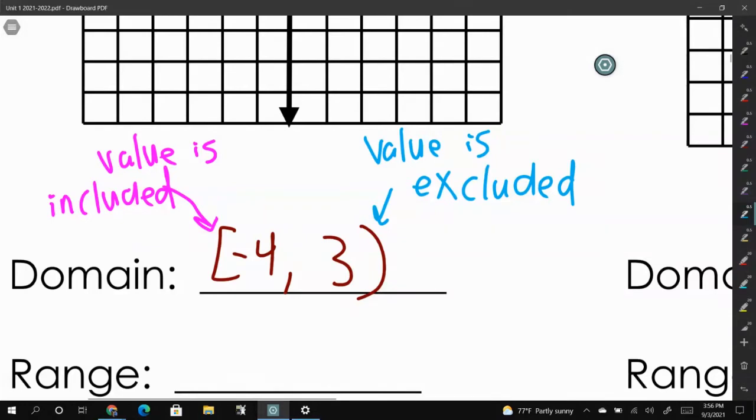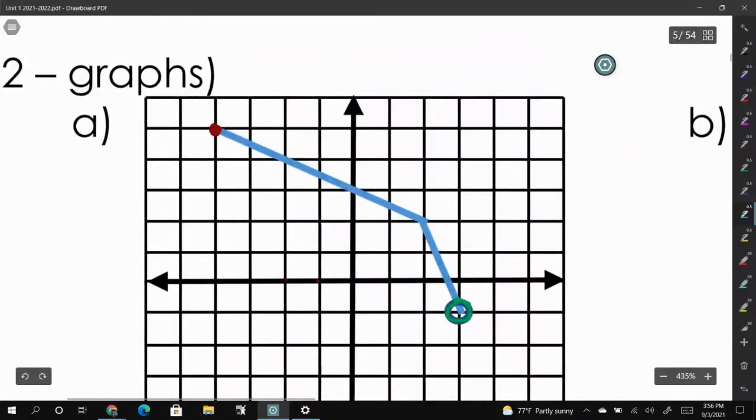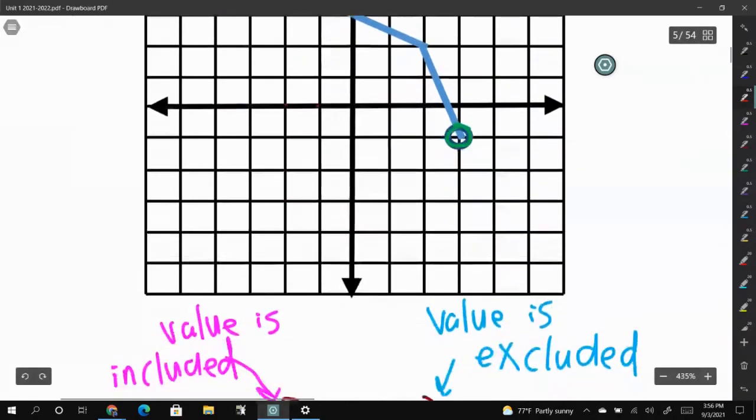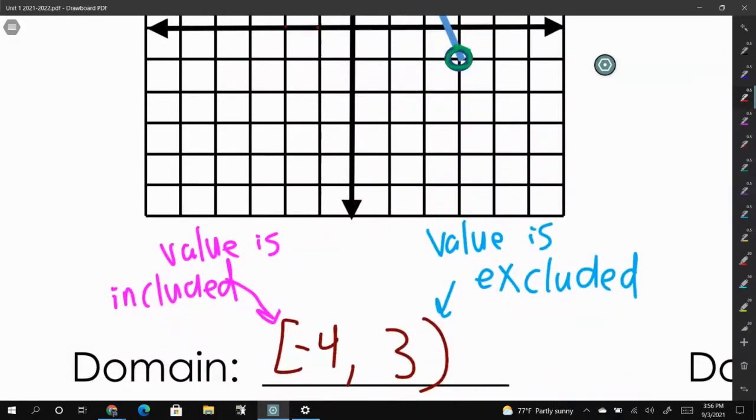We call this interval notation. Instead of writing out all the numbers, -4, -3.999, and so on, because there's infinitely many numbers across this graph, and it would take forever to write them all out, we write it in this interval notation. That interval notation says every number from -4 to 3 is in the domain except for 3, because we had that open circle.